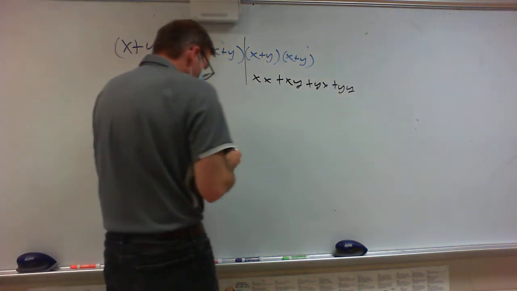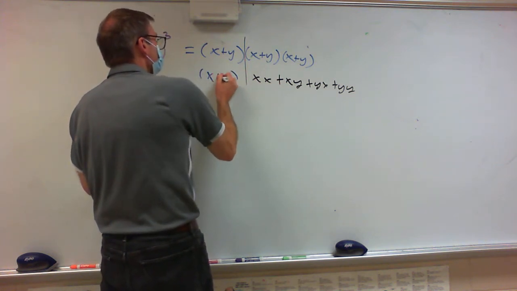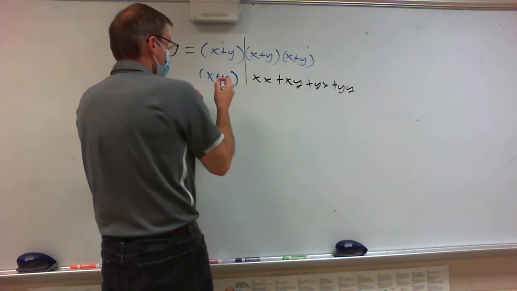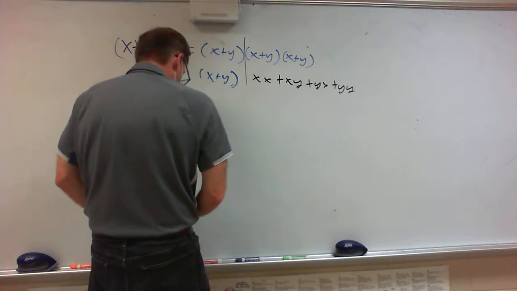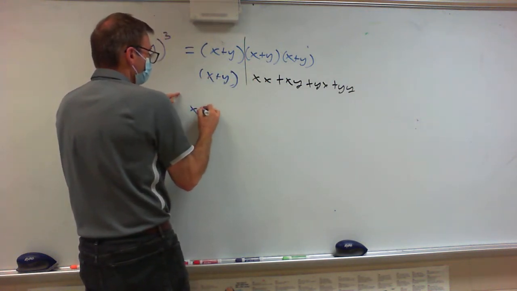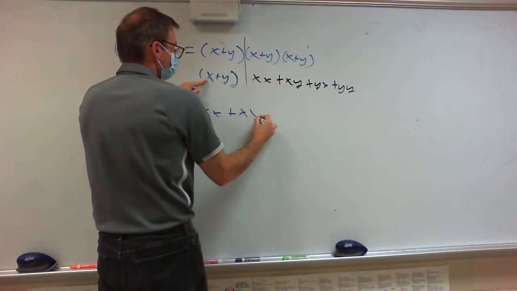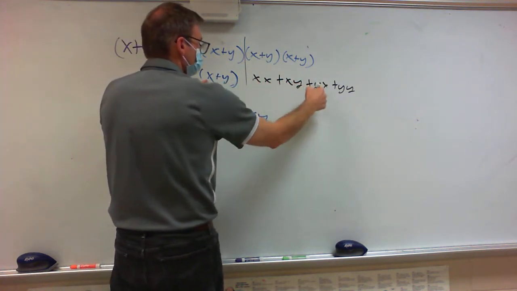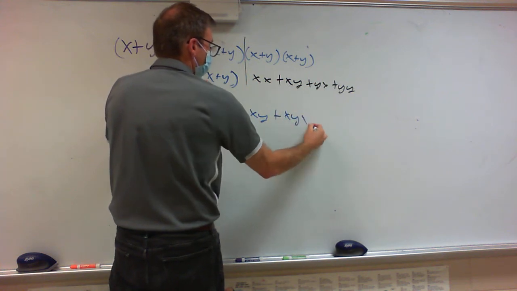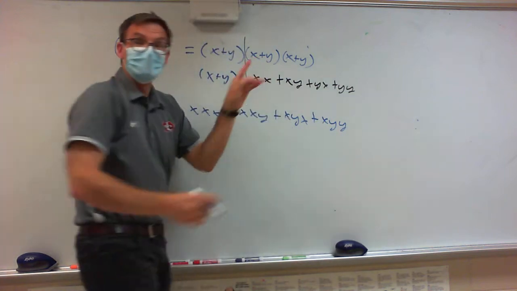All right, now we're left with, I've got to multiply this x plus y times all of this. So now when I multiply it, this times this is going to give me, I'm going to start over here, xxx. This times this is going to give me plus xxy. This times this is going to give me plus xyx. And this times this is going to give me plus xyy. So far, so good.